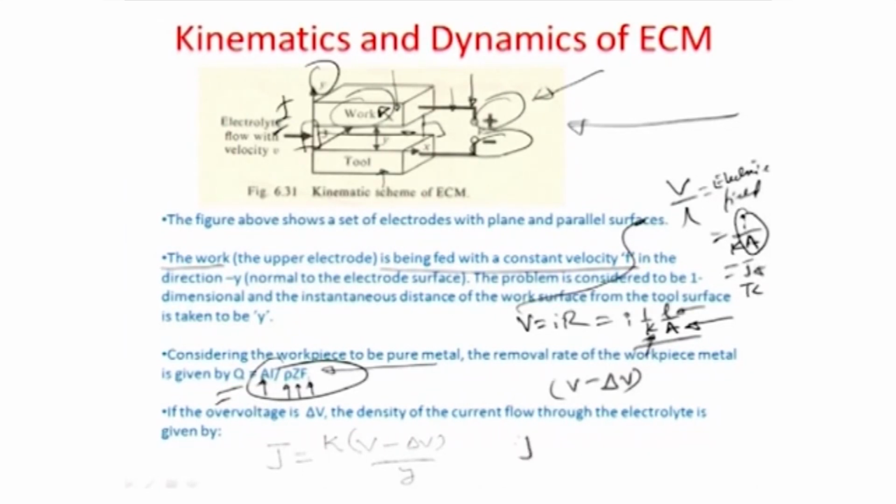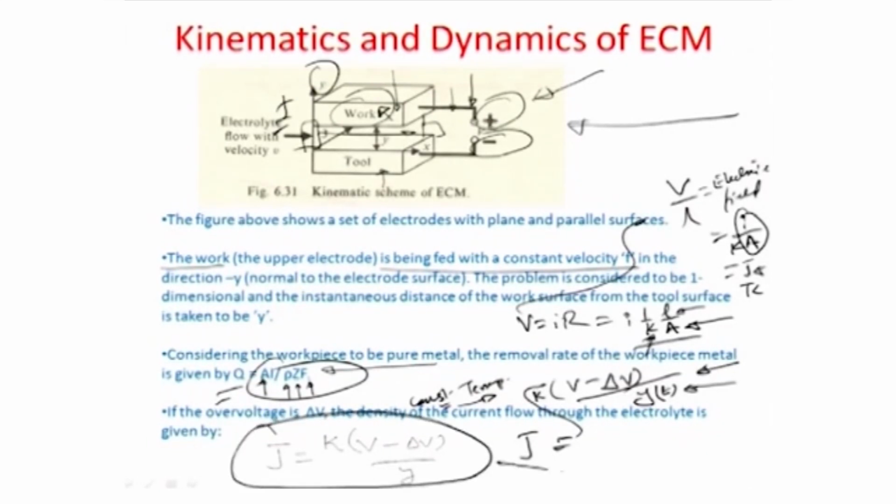So, therefore, the J in this case can be represented as V minus delta V, which is the obtained voltage, per unit distance of separation between the work and the tool at any given instance of time, let it be y(t), a function of time. So, this is the field which is available, and the local current density, assuming the whole process to be done at a constant temperature just for simplicity's sake, comes out to be K (V minus delta V) by y(t). That is how the current density term in electrochemical machining would come out to be.